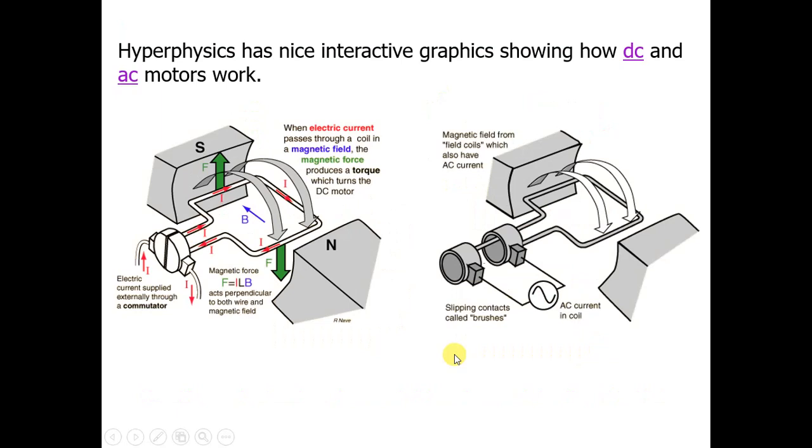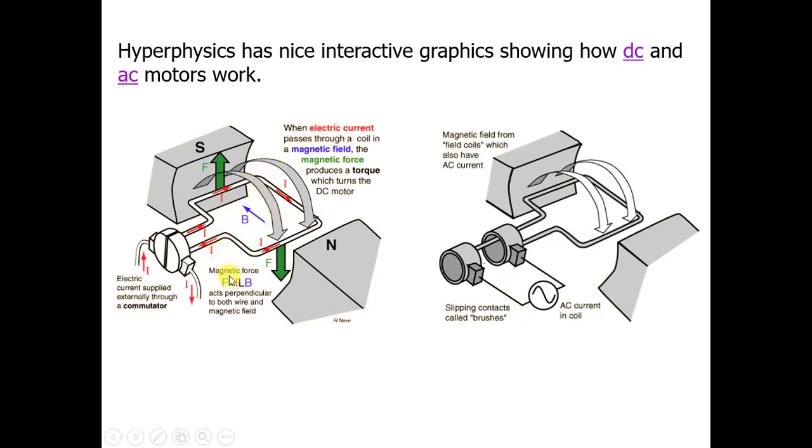Now see here, HyperPhysics has nice interactive graphics showing how DC and AC motors work. See here, when electric current passes through the coil in a magnetic field, the magnetic force produces a torque which turns the DC motor. Then, when it is passing through, it is making a DC motor. In this DC motor we will see that it goes in this direction.